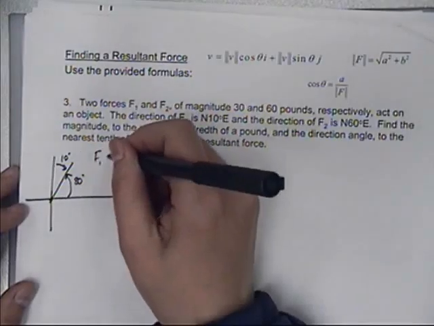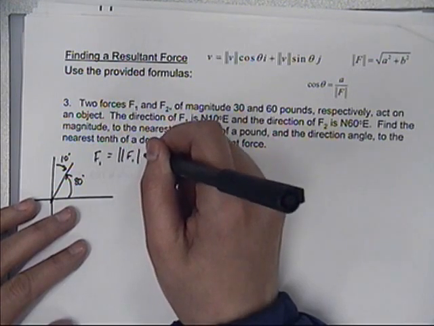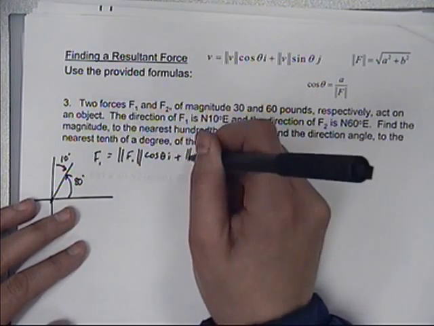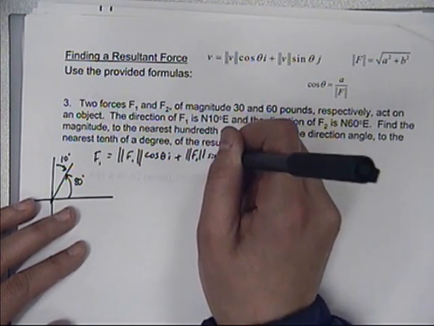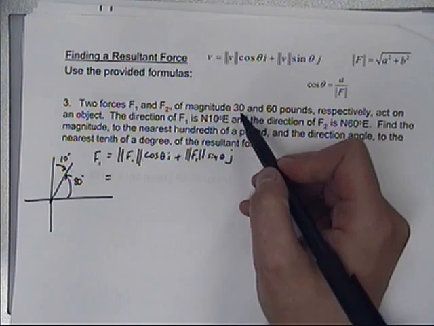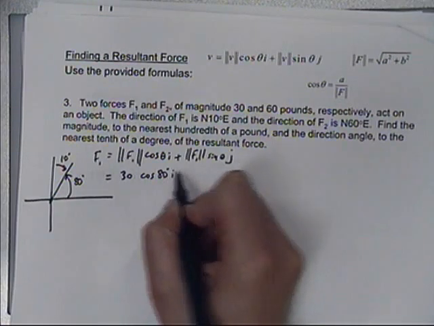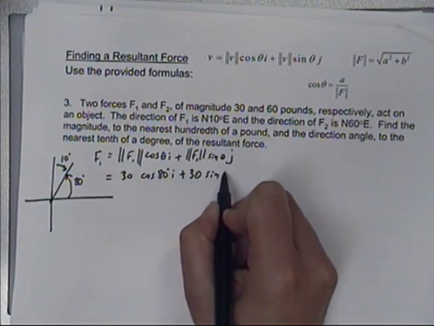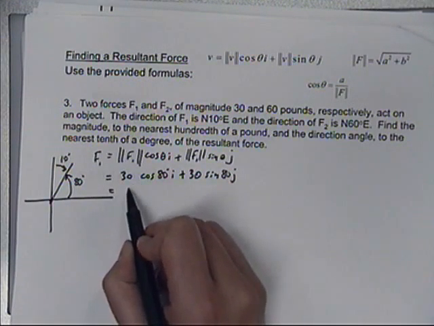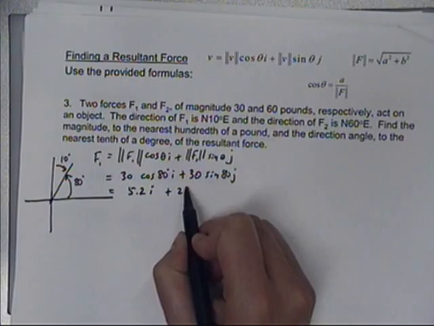So the first vector, F sub 1, is equal to the magnitude of F sub 1 times the cosine of angle theta, i, plus the magnitude of itself times the sine of theta times j. So vector 1 says that the magnitude is 30, so that would be 30 times the cosine of 80 degrees times i plus 30 times the sine of 80 degrees times j. So cosine of 80 times 30 gives you 5.2 roughly, and sine of 80 times 30 is 29.5.